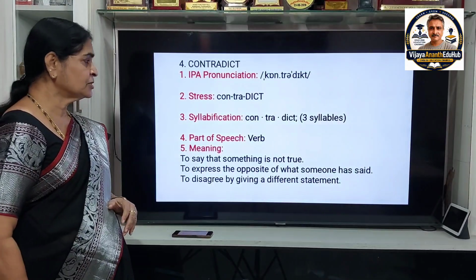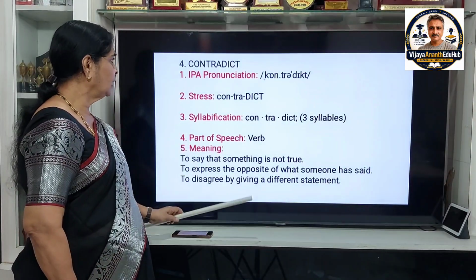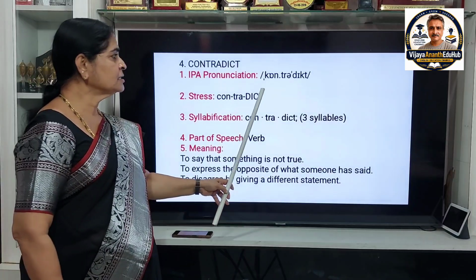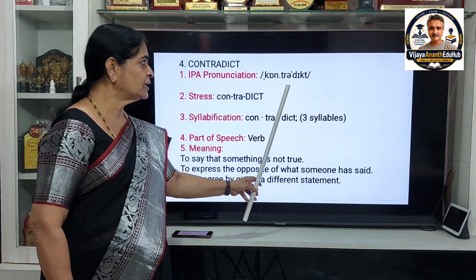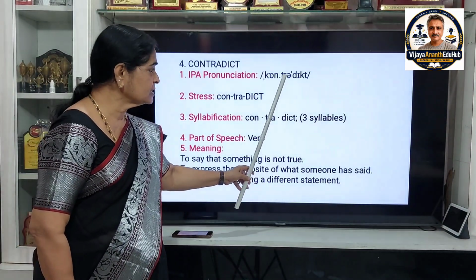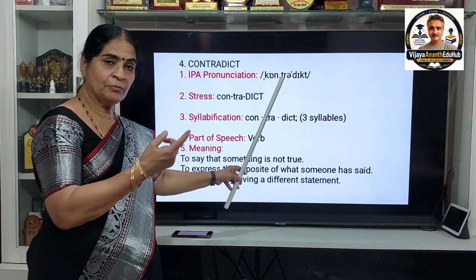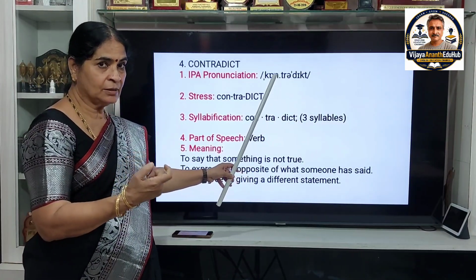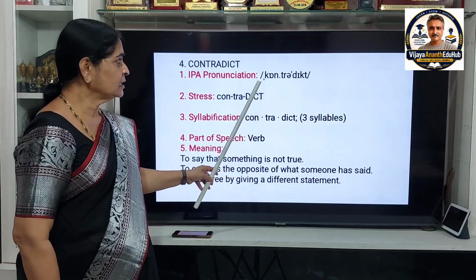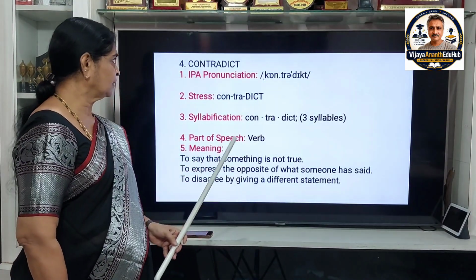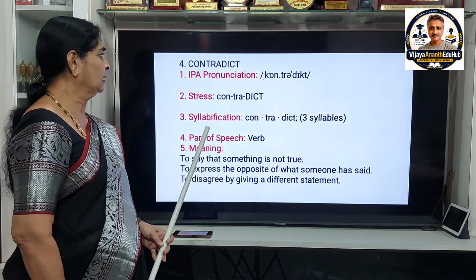Fourth word, contradict. IPA pronunciation is contradict. Here you can see the symbol above and before the stressed syllable. This means the third syllable is to be stressed. That is a stress symbol.